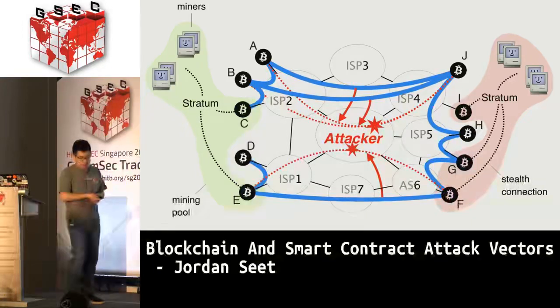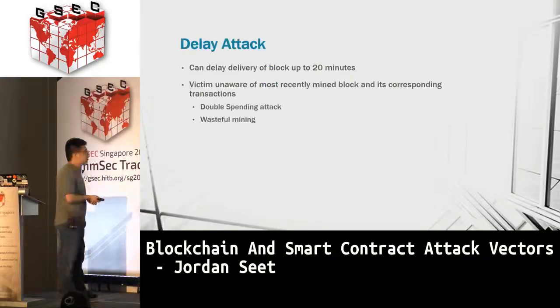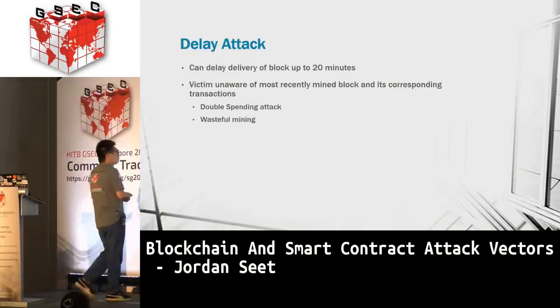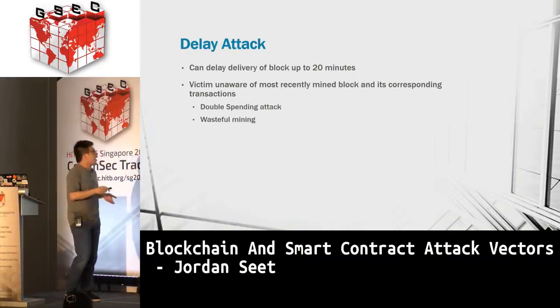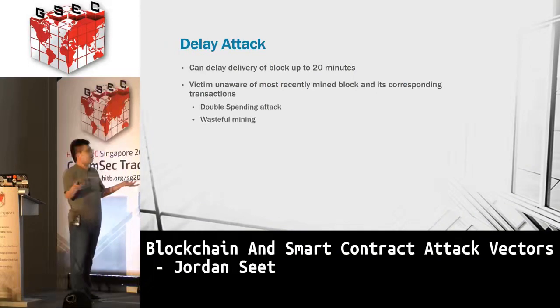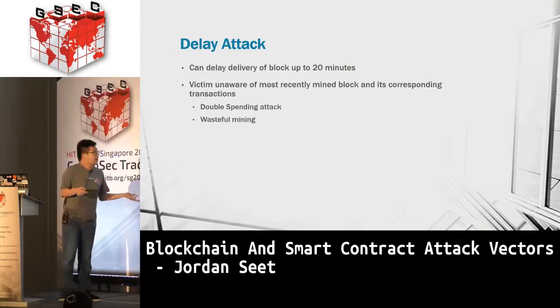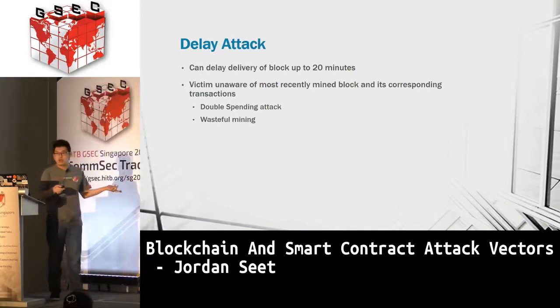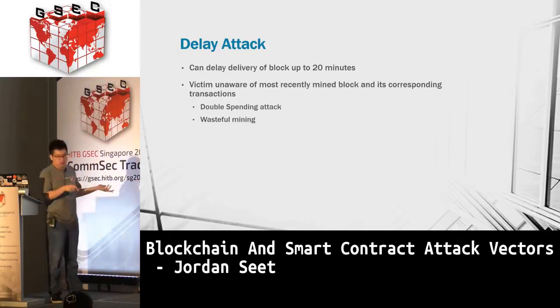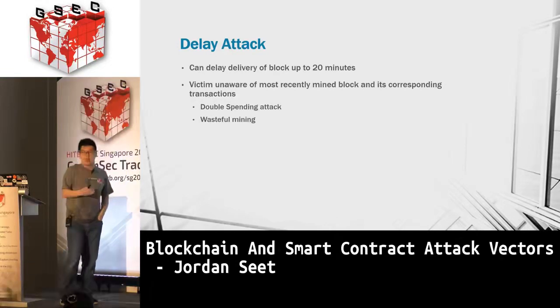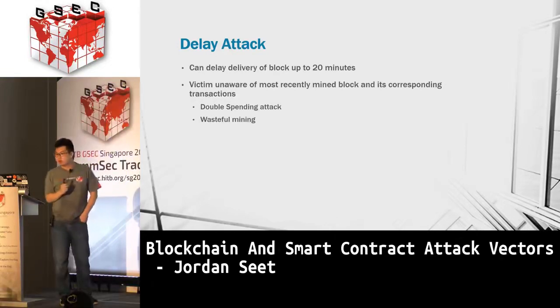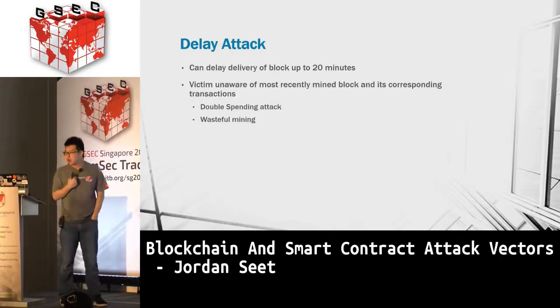My final attack that I'm going to present is called the delay attack. We can essentially delay the delivery of blocks by up to 20 minutes, and the victim will be unaware of the most recently mined block. As such, the nodes in the network will be vulnerable to double spending, which is the concept that, for example, let's say I pay someone $500 Singapore dollars, and I'm supposed to receive 1 Bitcoin. Traditionally, the network will say that he sent me the 1 Bitcoin already.